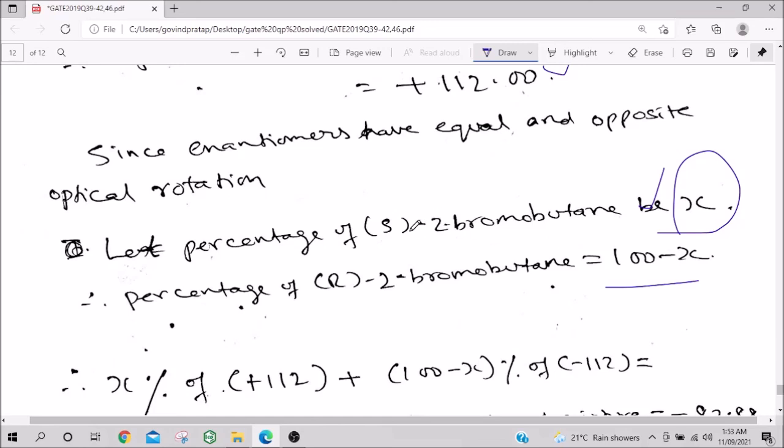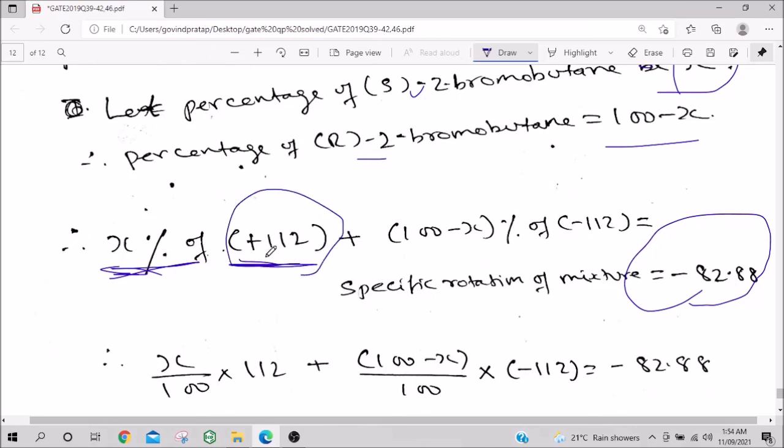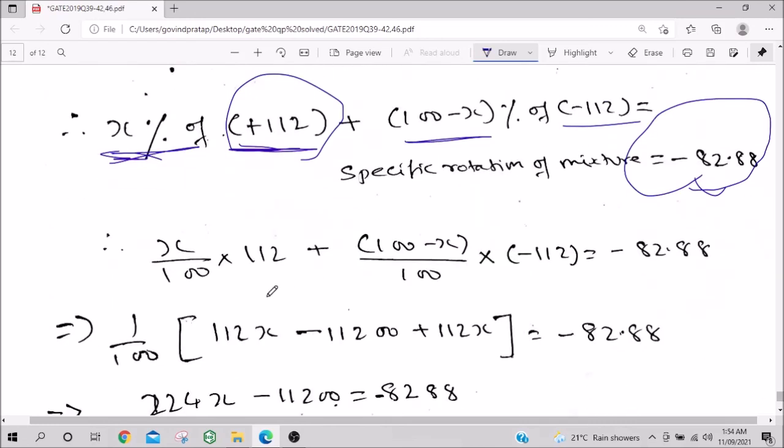If you imagine S was 40%, then R is 60%, 100 minus 40. So now what is the specific rotation of the mixture? Specific rotation of the mixture is minus 82.88. So S is X percent. So X percent of S enantiomer, and S is having the optical rotation of plus 112. So X percent of 112 plus 100 minus X percent of minus 112 should give you the value of minus 82.88.